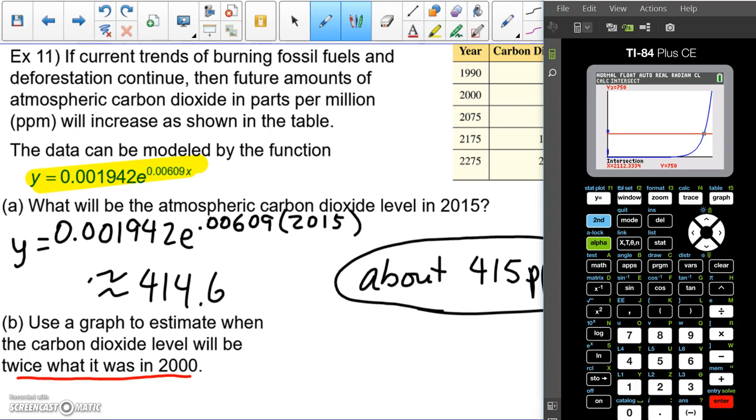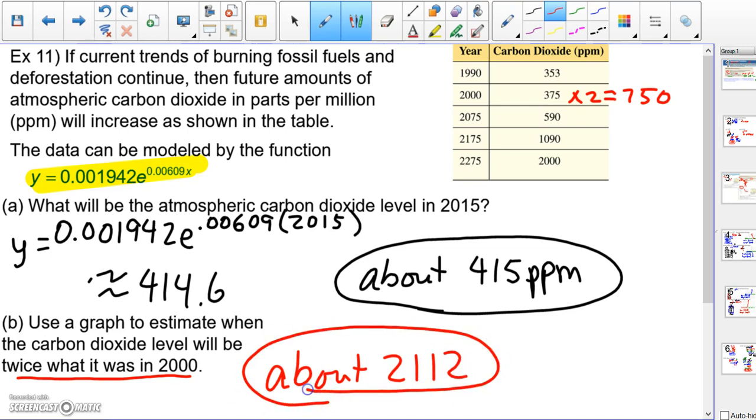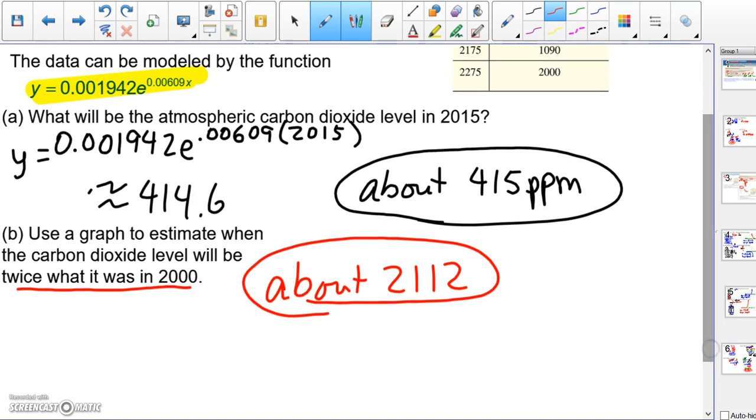You see down there at the bottom of the screen it says x equals 2112.3 and y is 750. Okay, so we can see from that screen that the year is going to be about 2112. And we did that on a TI.